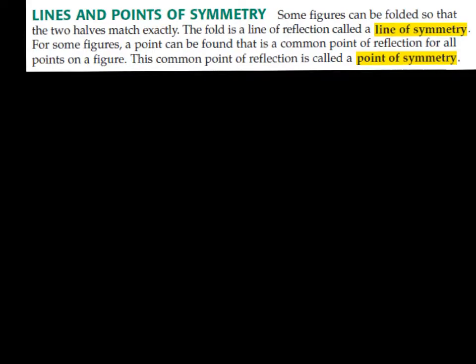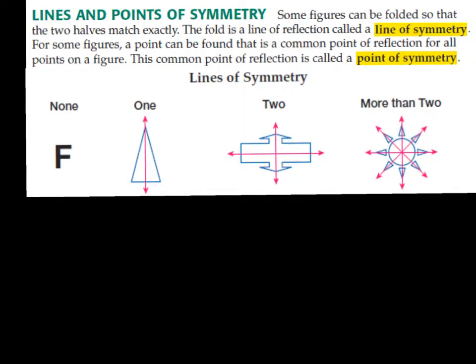Some figures can be folded so that two halves match exactly. The fold is a line of reflection called a line of symmetry. For some figures, a point can be found that is a common point of reflection for all points in the figure. This common point of reflection is called a point of symmetry. The four-letter F does not have any lines of symmetry. The isosceles triangle has 1, this has 2, this has more than 2.